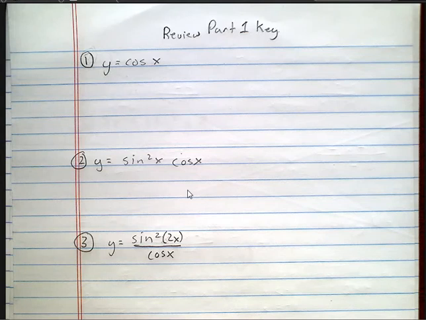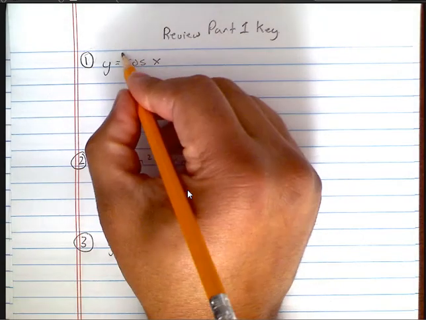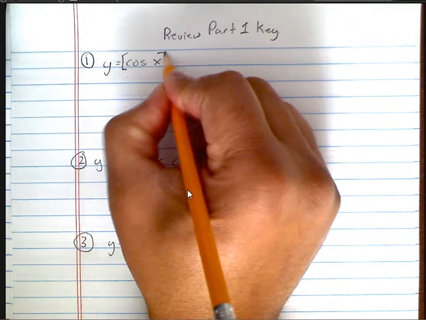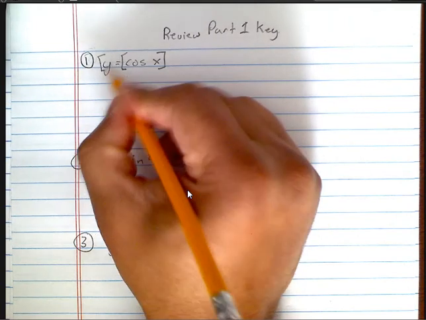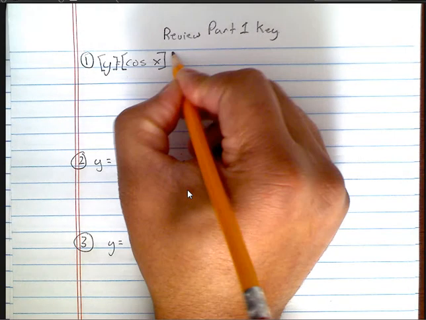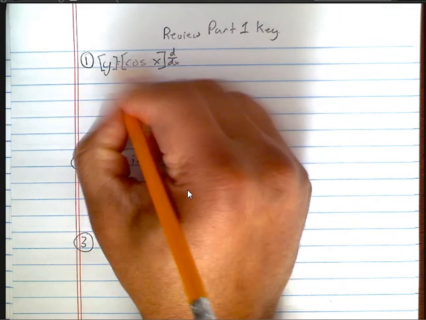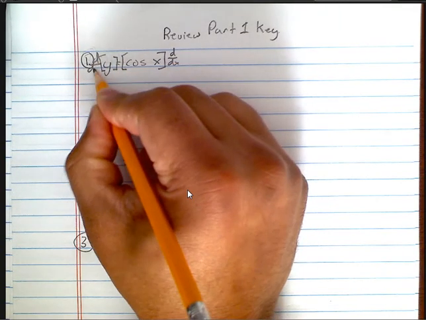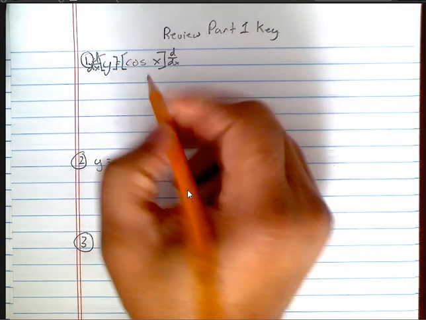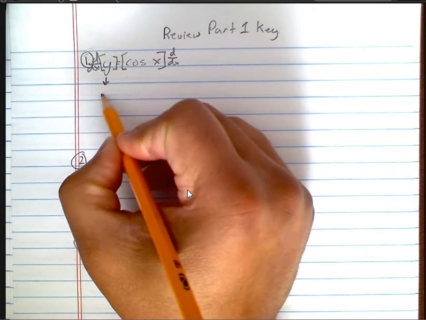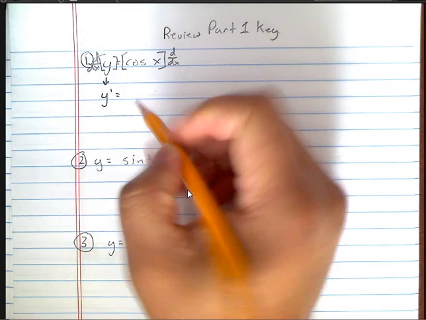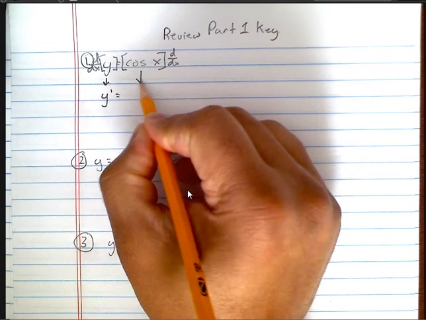Alright, y equals cosine x. I do the derivative to both sides. Okay, I get y prime, and you should know this. You get negative sine x.